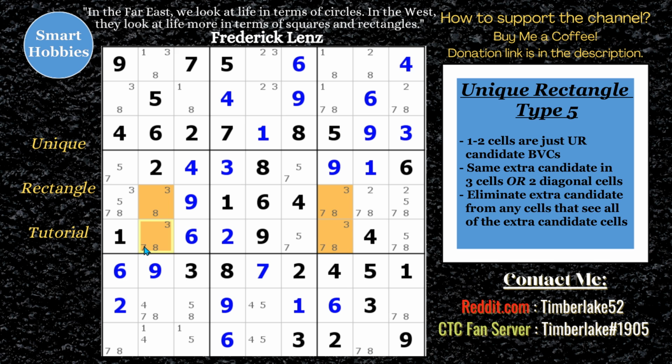All right, so what you can do elimination-wise is you can eliminate this 7 from any cell that sees all 3 of these. And so that would be this cell right here. The reason being is a 7 has to be one of these candidates to prevent the deadly pattern. And hopefully you've got the idea of the deadly pattern here. And again, I apologize for not having a link to this particular puzzle. I had to make it up in Hodoku.